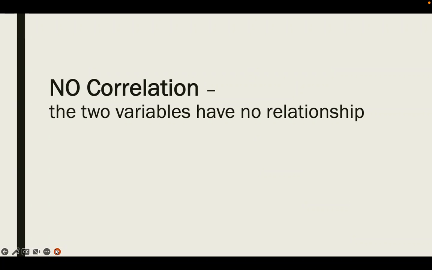And if you think about what this looks like graphically, it looks like a scatter plot with dots just everywhere. Things that just make no sense. There are dots all over the place. There's just no way to think about what is happening. That's no correlation. So just the two variables, no relationship. So hopefully that clears things up a little bit of positive, negative, and no correlation.